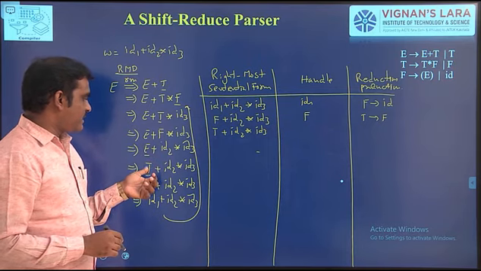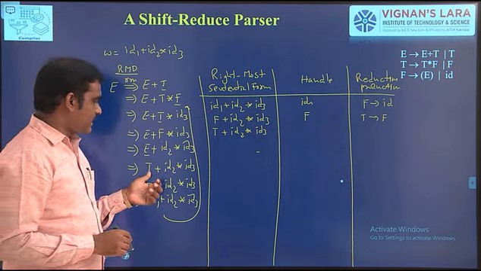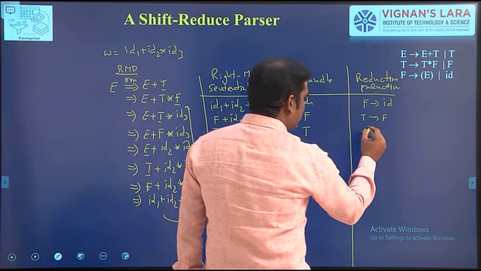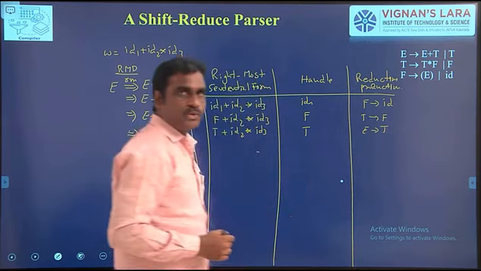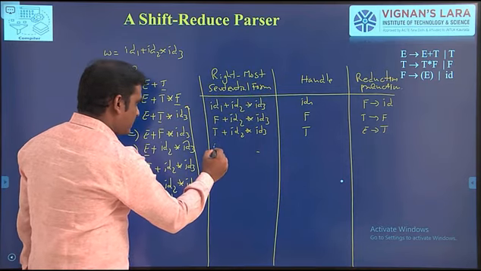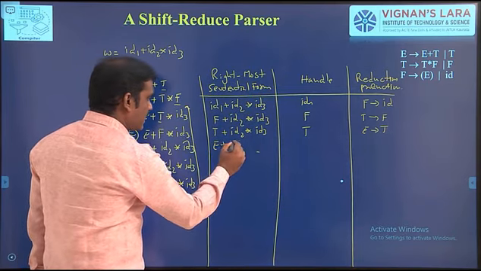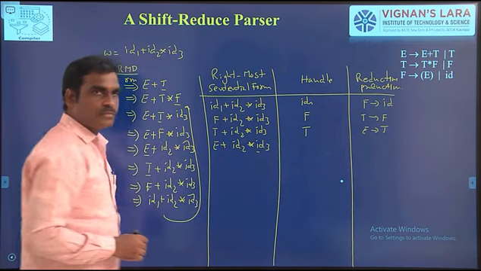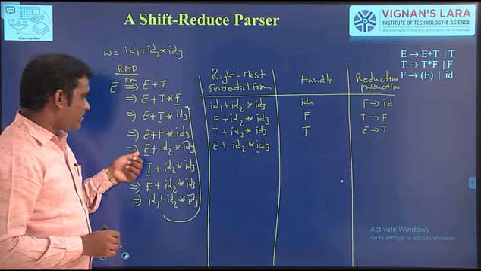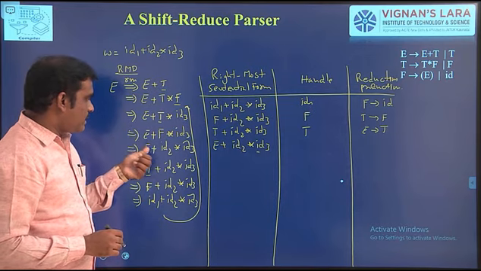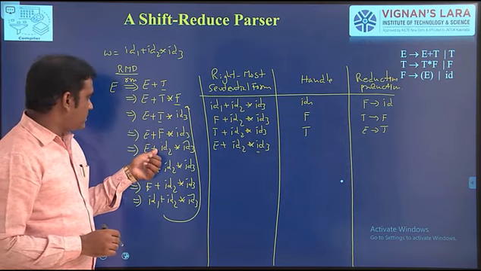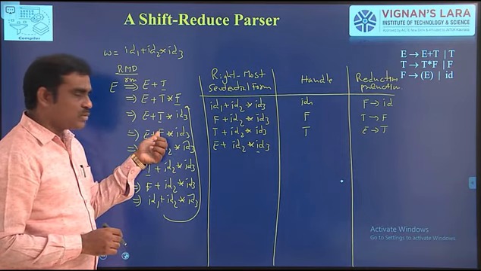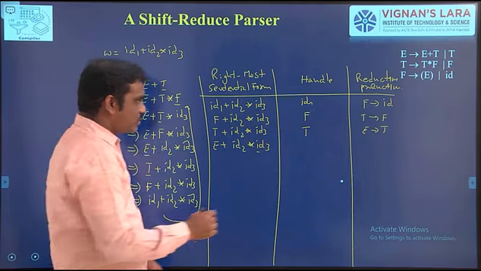Next step. Now T is replaced with E. So the handle is T, and the production we use is E to T. So T is replaced with E, so plus ID2 star ID3. What is the next handle? The next handle is ID2, because all the symbols are the same except ID2 to F. So the next handle is ID2.